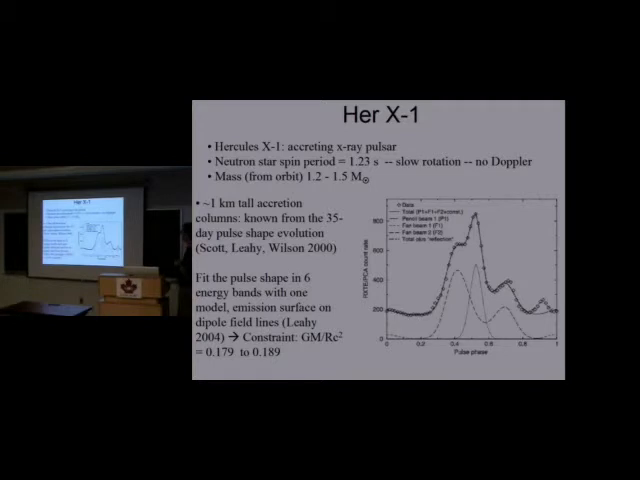And what I did was put the emission surface to follow dipole field lines, and use some of the geometry constraints from the pulse shape evolution. So this doesn't allow much freedom. So there's not much uncertainty in the geometry, but there's still the emissivity, there may be some uncertainty. So you get a fairly good constraint on the mass to radius ratio, but no direct measurement of mass or radius because it's not moving fast enough to separate the two. It only depends on M over R, not on M and R separately. But mass is known from the orbit.